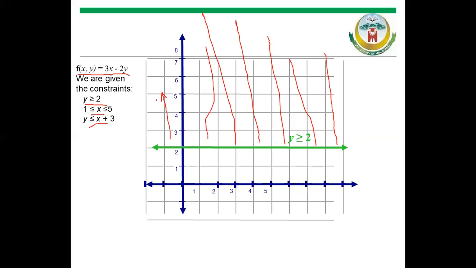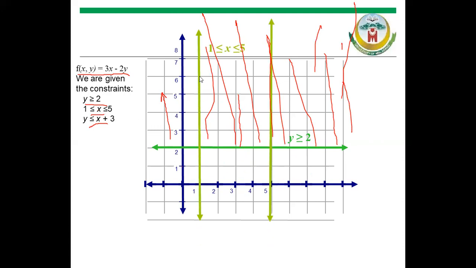this region satisfies this constraint. Okay, but this region doesn't satisfy this constraint. So if we are interested to satisfy this constraint, this is the region where we are interested, and in this region we are not interested, because it violates this constraint, but this whole region satisfies this constraint. Now the next constraint is x between 1 and 5. Okay, so if we draw this constraint, it will be like this.